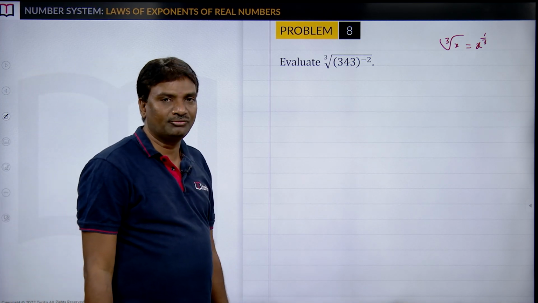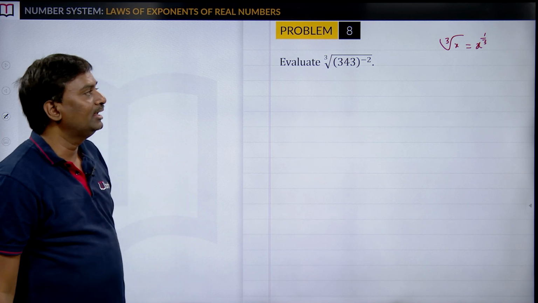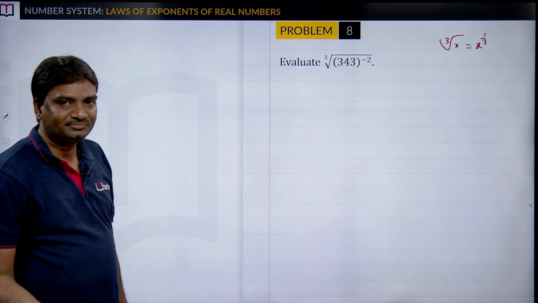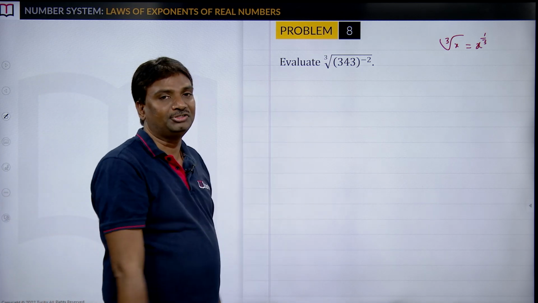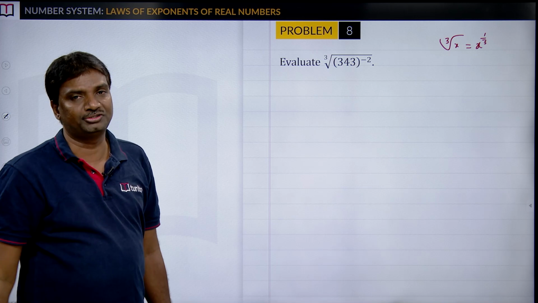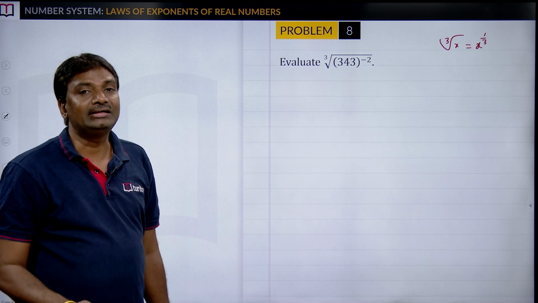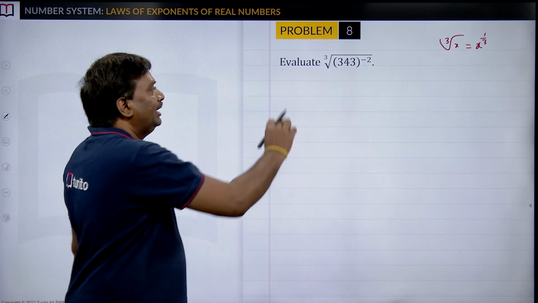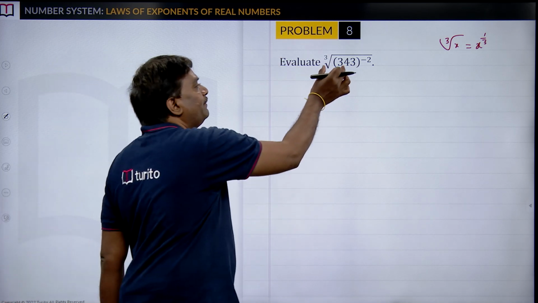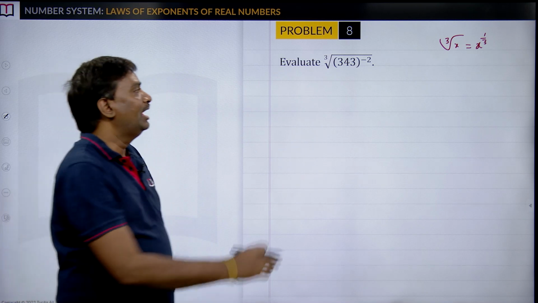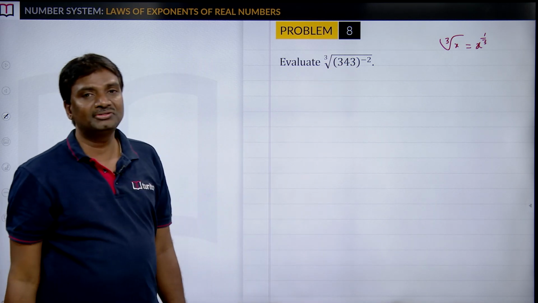So according to that formula, according to that chapter, if x is any number, cube root of x can be represented like this, x power 1 by 3. That is not 3 into root x. 3 into root x is different from cube root of x. Here, in place of cube root, we have cube root only. In place of x, we have 343 and here we have the power minus 2.